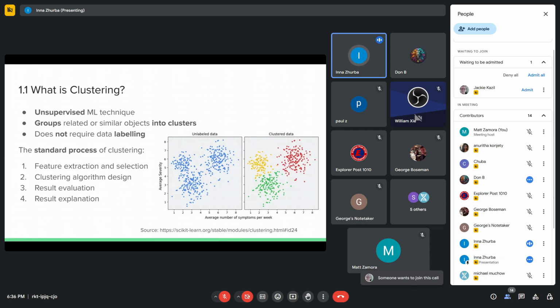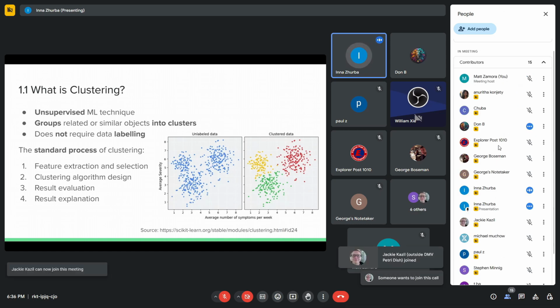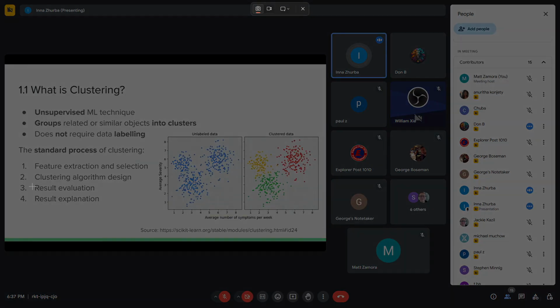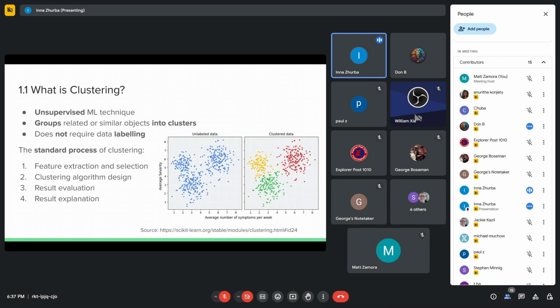So the first one would be to extract and select the most representative features from the original data set. Then we would proceed by designing the clustering algorithm, or, well, selecting the most appropriate one according to the characteristics of the problem. We would evaluate the result as our third step, and we will judge the validity of the algorithm. And finally, we would do result explanation, meaning that we would give a practical explanation for the clustering results that we receive.